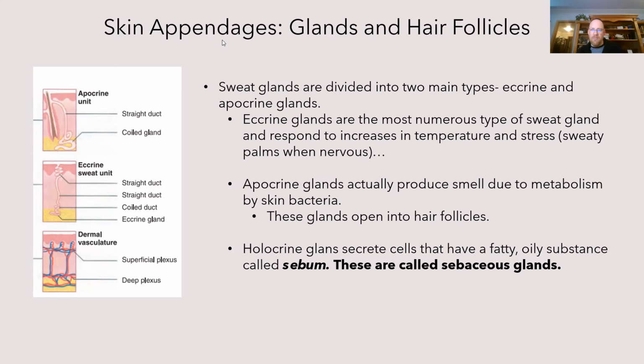The other thing that separates apocrine glands from eccrine glands is that apocrine glands open up into hair follicles. Now, we also have these glands called holocrine glands. Holocrine glands actually secrete whole cells. And a part of the holocrine glands that we have is this oily substance called sebum. And sebum is essentially a substance that allows us to maintain moisture of the skin and maybe a little bit of an oily texture to the skin. So those are called sebaceous glands.